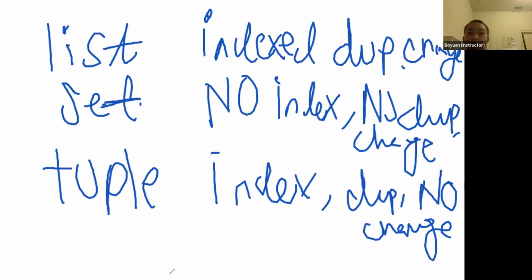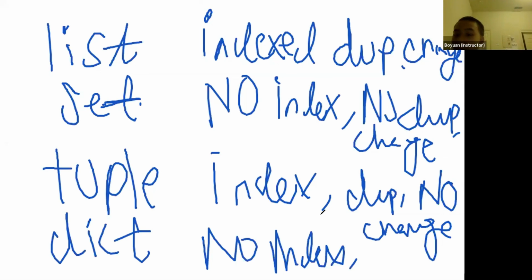And then finally, after list, set, and tuple, which we just talked about, we have dictionary. It's also shortened as dict. And a dictionary is not indexed. It doesn't allow duplicate keys. I mean, it won't throw an error, but it won't allow a duplicated key, so no duplicates. But dictionary is changeable.